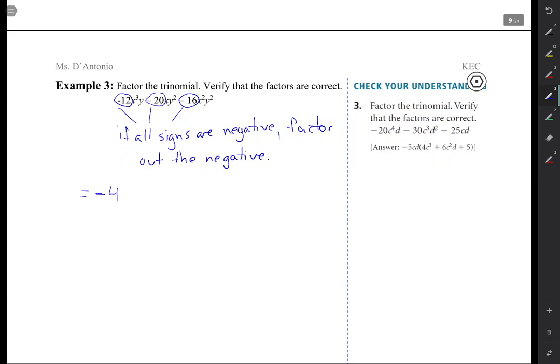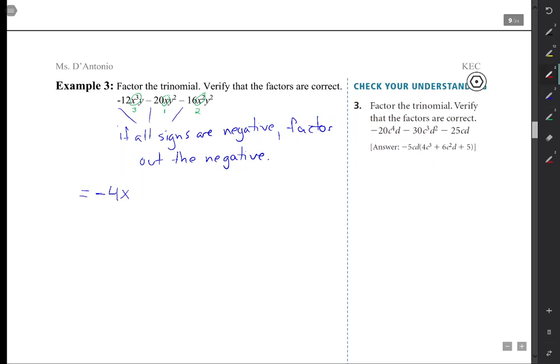Now let's look at each variable. Now this time we have 2 different variables. We have x's and we have y's. So let's start off by looking at the x's. So we have 3 x's in this first term, we have 1 x in the second term, and we have 2 x's in the third term. So the most amount of x's that we could factor out is 1. So I'm going to put 1x over here.